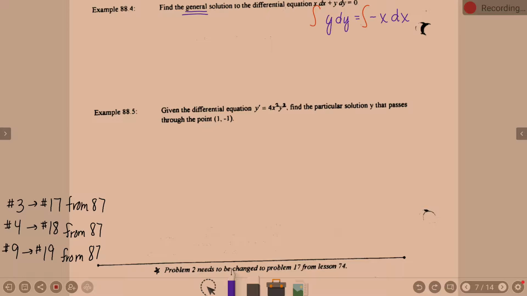What is the integral of y dy? One half y squared. What is the integral of negative x? Negative 1 half x squared. And then, of course, we need to tack on a plus c.